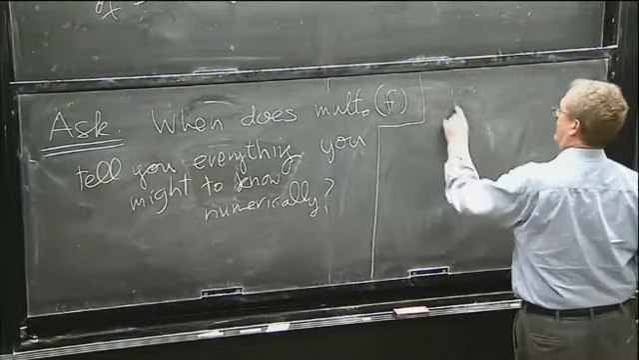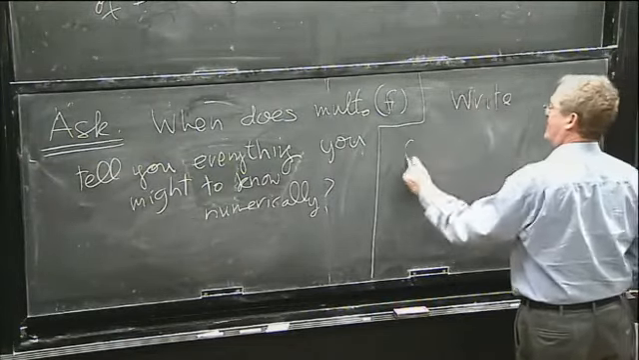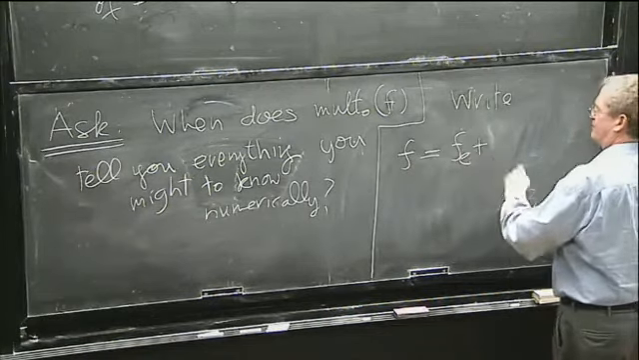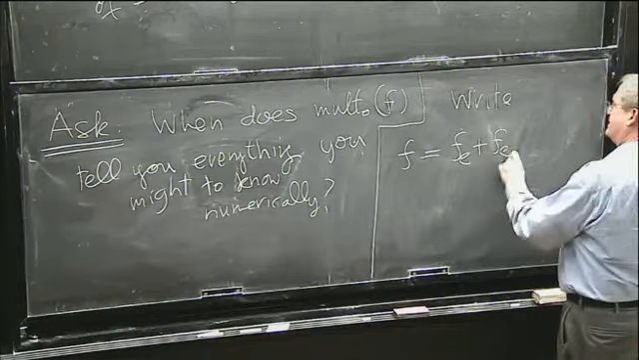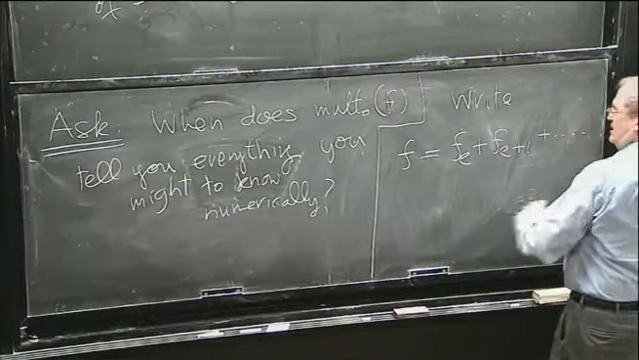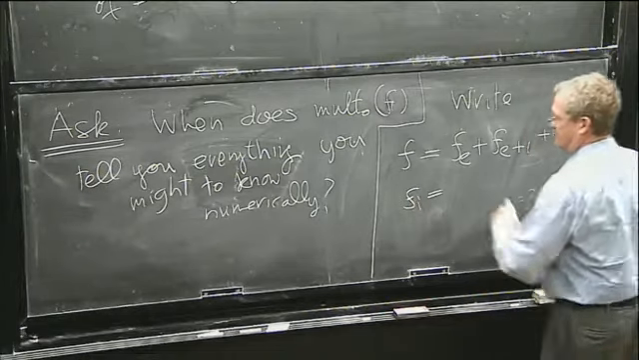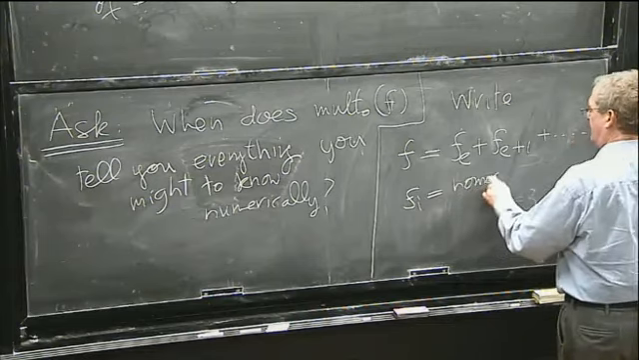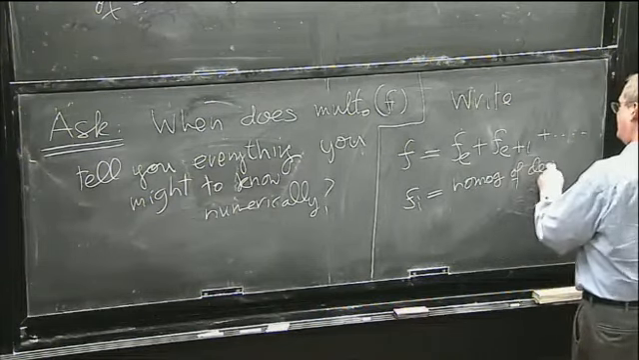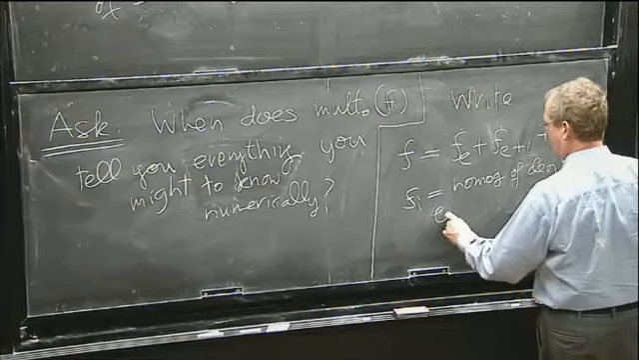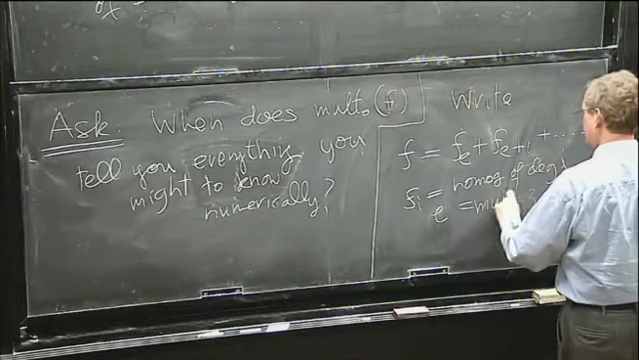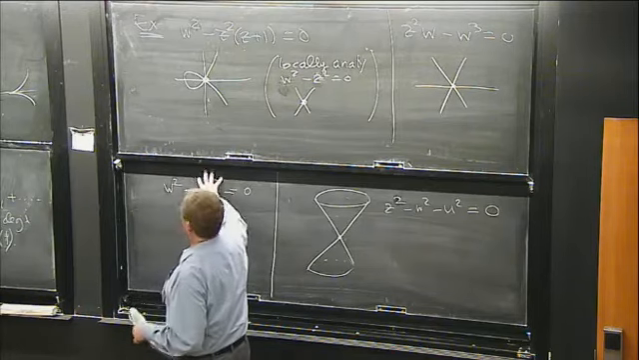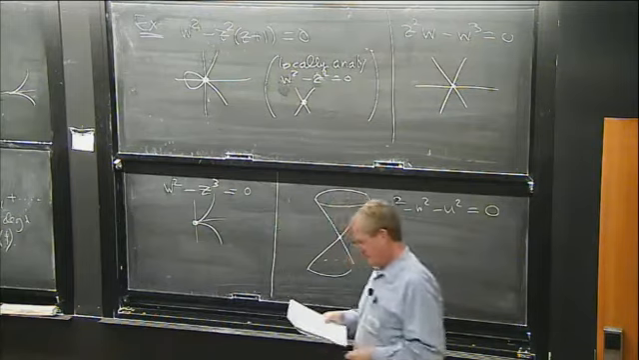So the idea is, let's write F, our defining equation. Let's just write out the Taylor series, or if it's a polynomial, just write out the polynomial: f sub e plus f sub e plus 1 plus and so on, where the f sub i are the terms that are homogeneous of degree i, and e is the multiplicity. We're just going to separate out the terms of degree 2, the terms of degree 3, the terms of degree 4, and so on.